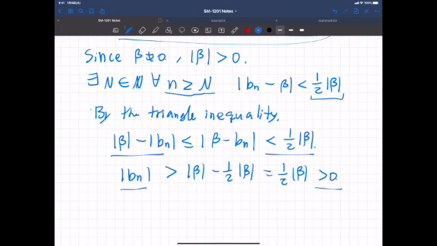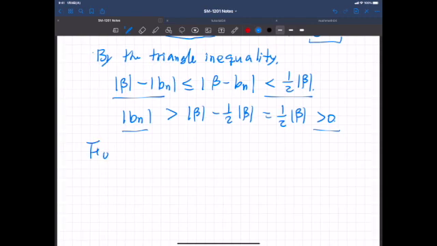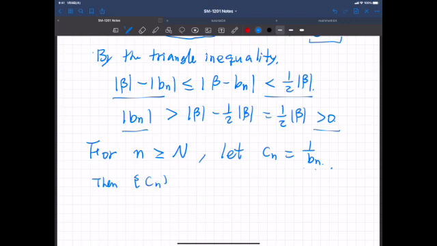So for n greater than capital N, we define a new sequence Cn, which is 1 over bn. This is possible because bn is guaranteed to be non-zero. Then Cn converges to, let me just write.